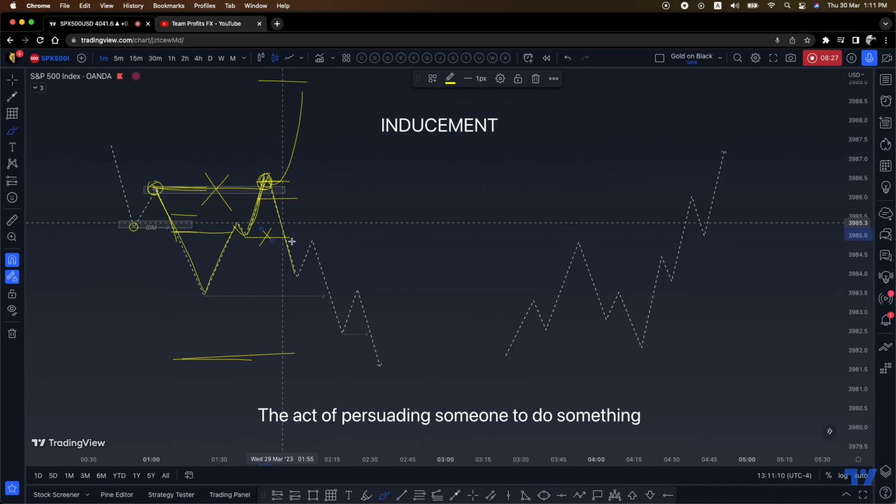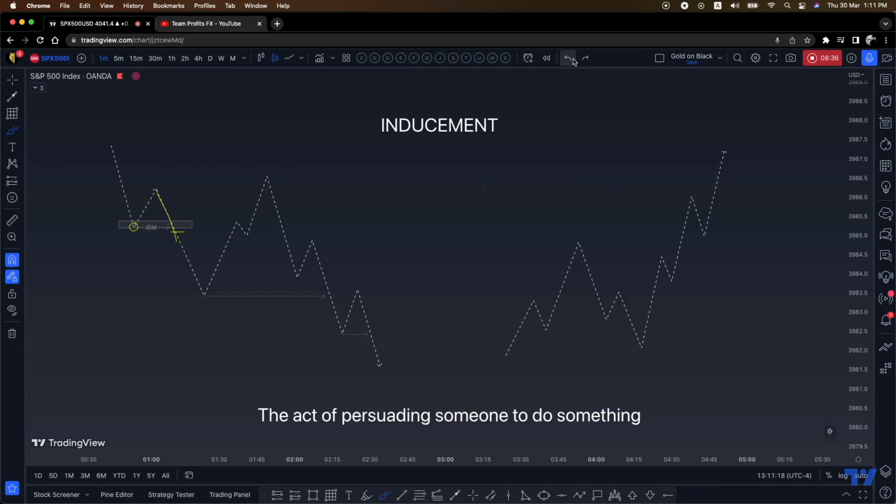right? So I hope it makes sense. I hope I'm not confusing you right here, but this is basically what inducement is. Okay, it does happen all the time. It has to happen because of the market makers. That's how they make money. This is how the markets move hundreds, thousands, billions, trillions of dollars every single day, right?